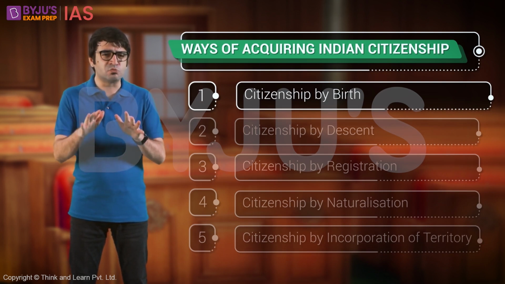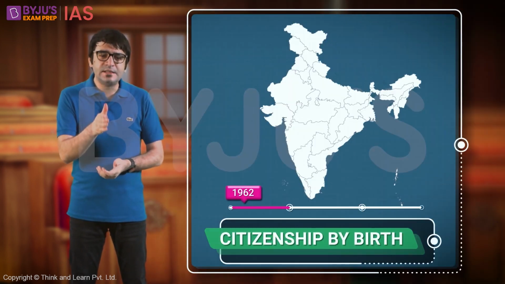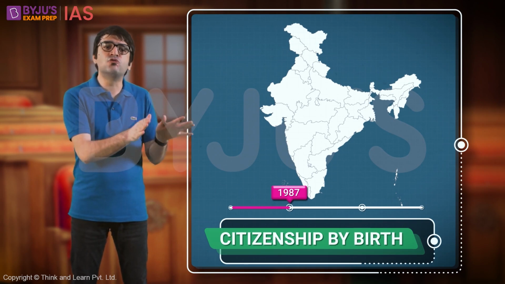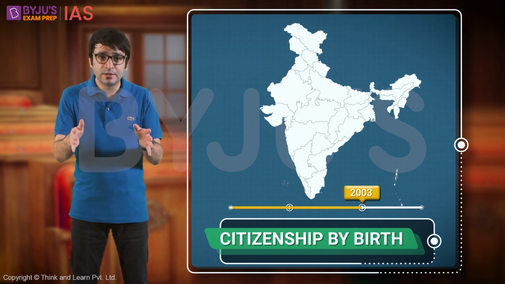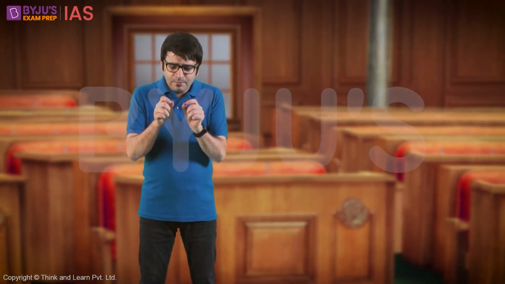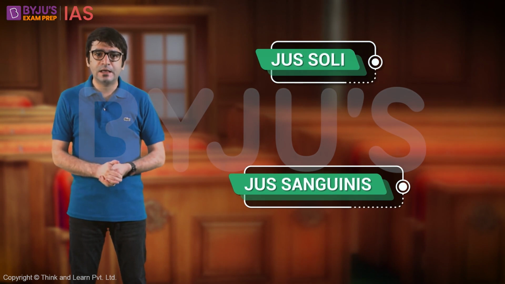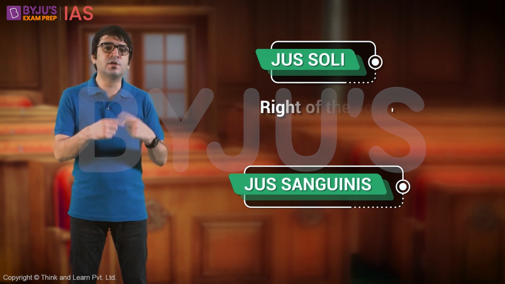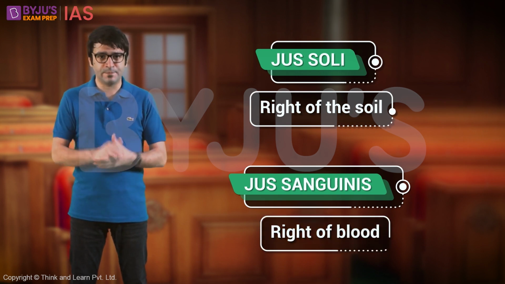And this is where it becomes very interesting, because it keeps on changing. Till 1987, we had a different rule. Then in 2003, we had a different rule. But here we need to understand two concepts. Jus soli, jus sanguinis. Jus soli means law of the soil. Jus sanguinis means law of the blood.